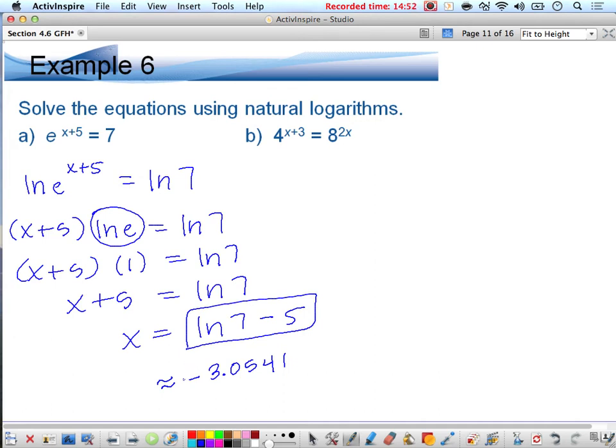We store that for x and we check it. e to the x plus 5, do you get 7? So it turns out you're allowed to have a negative answer. Be really careful with that then. Make sure you check this.